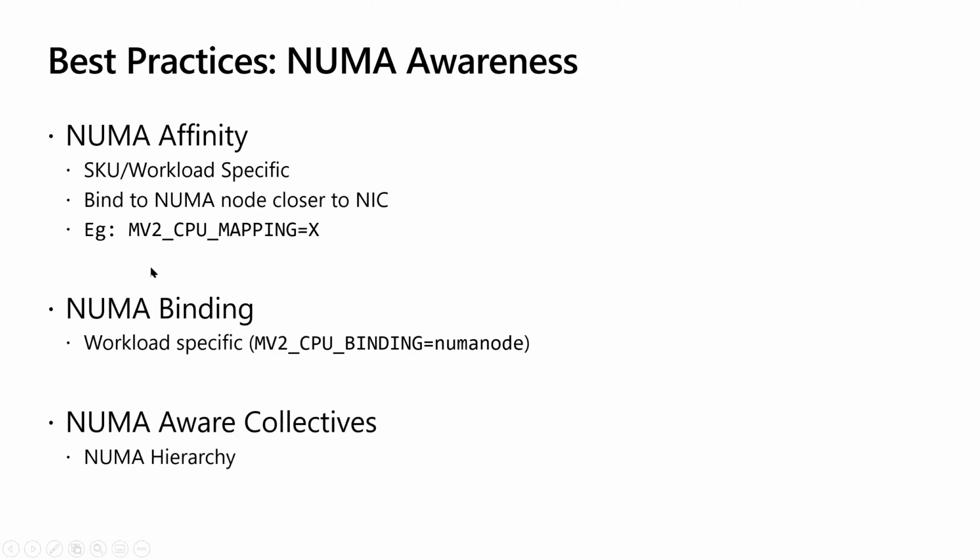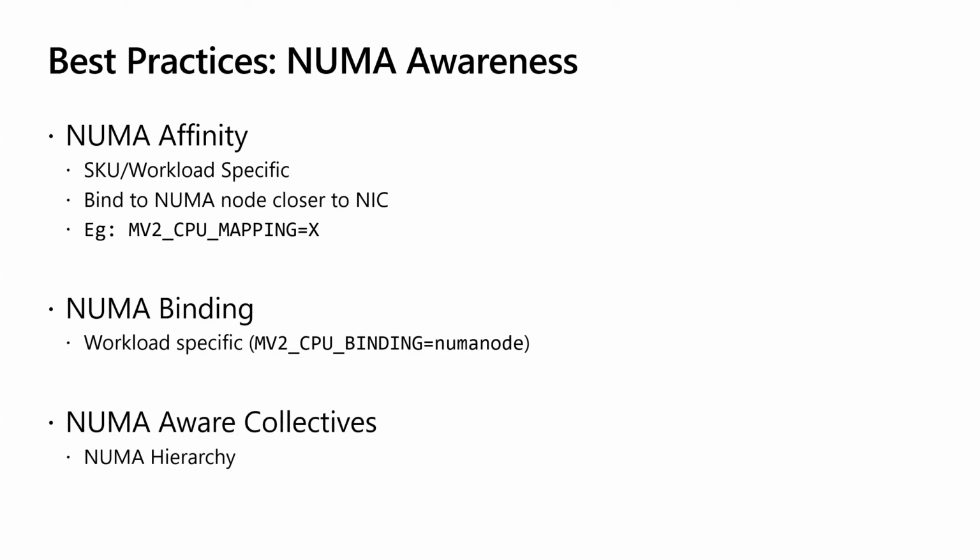For hybrid MPI plus OpenMP codes, one of the best practices is to try CPU binding equal to NUMA node, where an MPI rank is assigned per NUMA node, and you do OpenMP within the NUMA node. Those usually gave the best scalability results in the experiments so far.